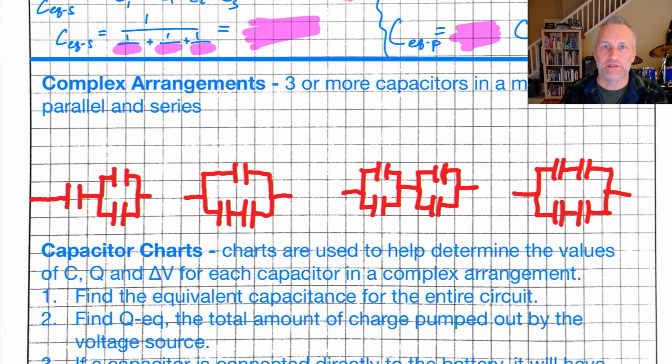Welcome, Physics C students. We're going to talk about complex circuits today involving capacitors and how to fill out a capacitor chart. We're going to start by looking at some examples of complex arrangements. A complex arrangement is three or more capacitors in a variety of configurations, series and parallel at the same time. So what kind of words would we use to describe these various configurations that you see below you?